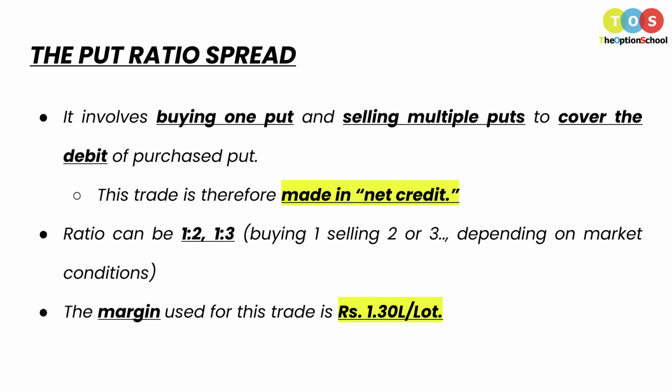From part 1 of the video on put ratio spread, we know that put ratio spread means buying one put and selling multiple puts. Margin required for a 1:2 put ratio spread in Nifty is around 1.3 lakhs. Please go through that video first if you have not seen it. I am attaching a card on the top right corner of the screen.